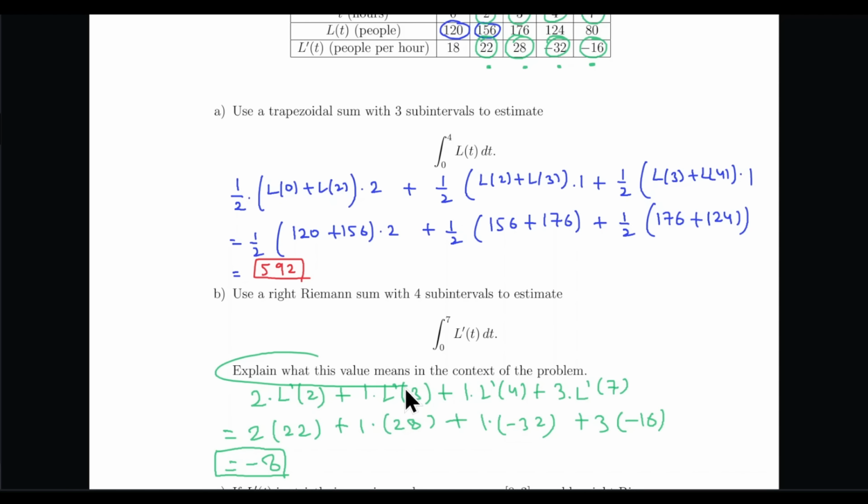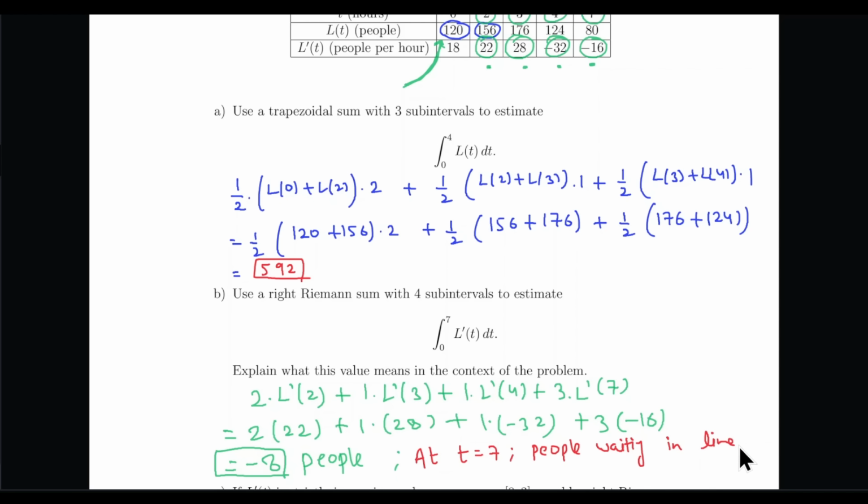So they are interested in explaining what this means in the context of the problem. Since we are integrating people per hour using the Riemann sum, we will get people. So negative 8 people would mean that they started with 120 people, right? The line started with 120 people, and at the end of 7 hours, there are 8 fewer people. So we can say that at t equal to 7 hours, people waiting in line are 120 minus 8, which is 112. 112 people are waiting in the line.